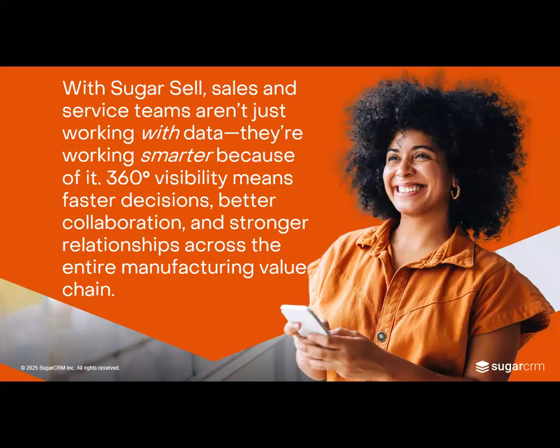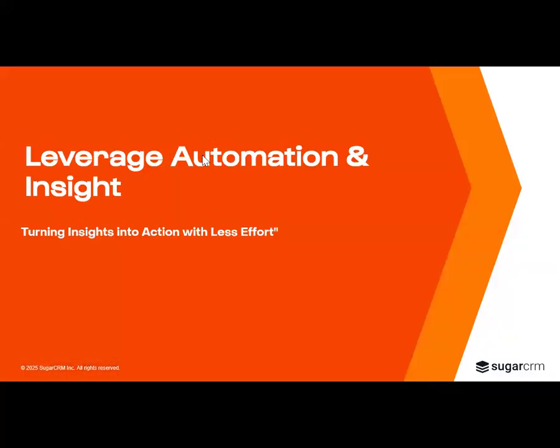So with Sugar Cell, sales and service teams, right? They're going to have to work together sometimes, and they aren't just working with data. They're working smarter because of it. 360 view visibility means that faster decisions can be made, right? You're not waiting for things to get done. Better collaboration because people are able to see everything that has to do with the particular customer. And it has stronger relationships across the entire manufacturing value chain. So from beginning to end, everybody can see all the steps and we can see what step we're in right now. Okay. Great. So next thing is leveraging automation and insight.